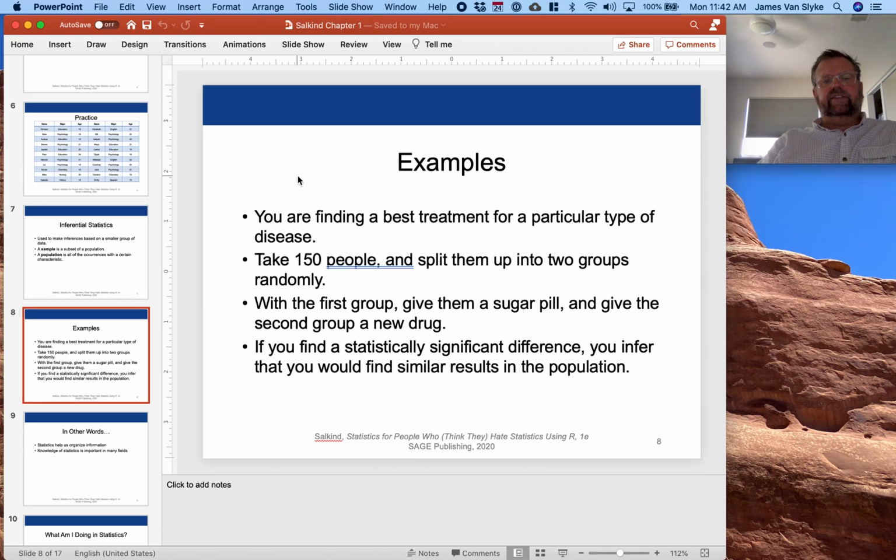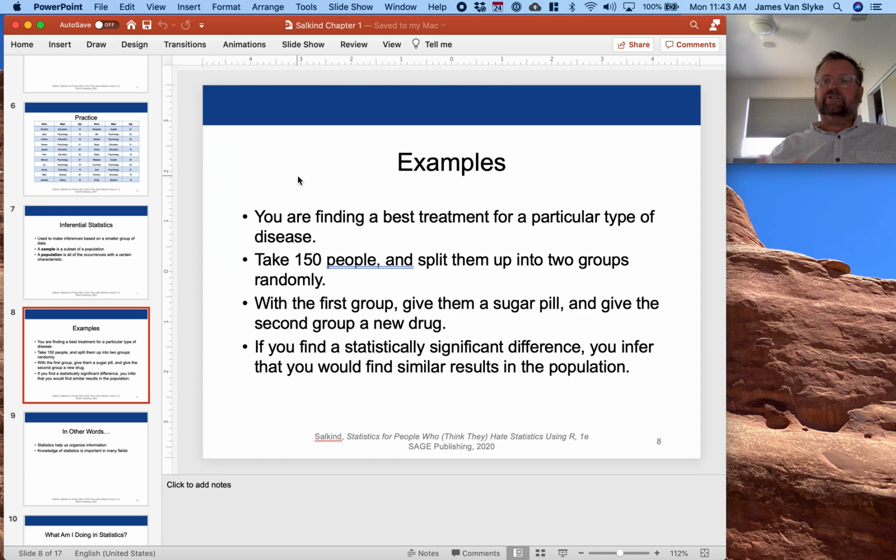So some examples of this is you find the best treatment for a particular type of disease. One of the diseases, of course, we're working with today would be something like COVID. So I take 150 people, I split them up into groups. With the first group, I give them a sugar pill. With the second group, I give them a new drug. And if you find a statistically significant difference, you infer that you would find similar results in the population.